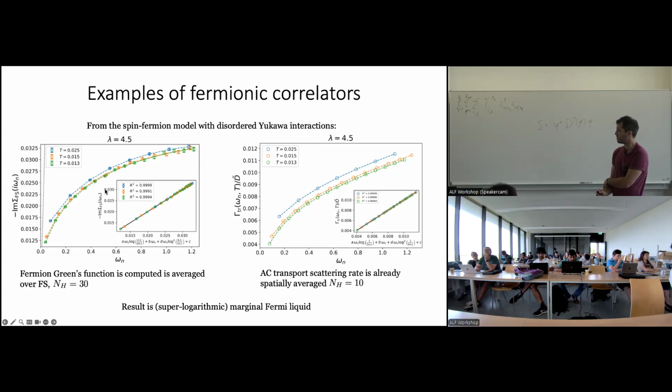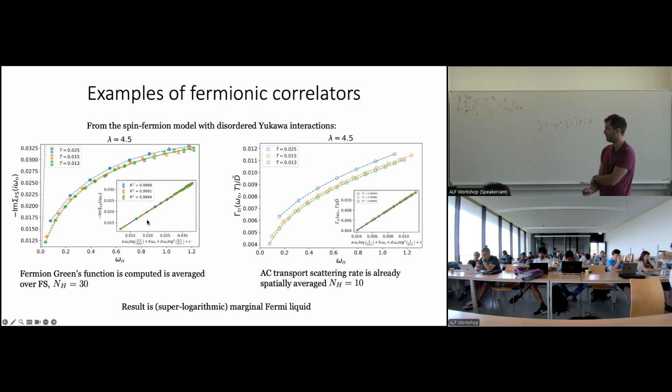But we stopped here. And what you can see is that at different temperatures, this is at some value of the mass parameter that's inside of our critical phase. So we have a critical phase instead of a critical point. This is somewhere in the middle. So the theory is strongly coupled here. And you can see that the fermion self-energy has a super logarithmic marginal form. So it fits very well to omega log omega plus omega log omega squared.